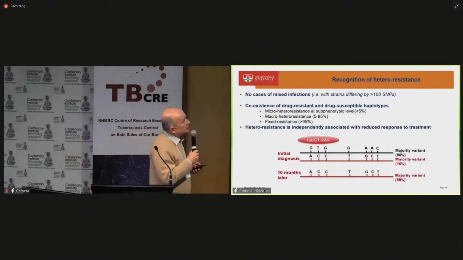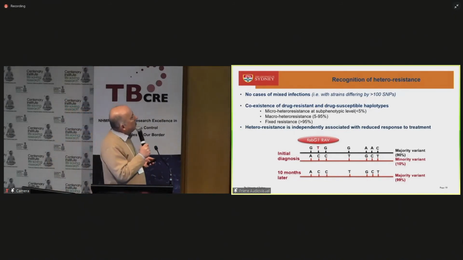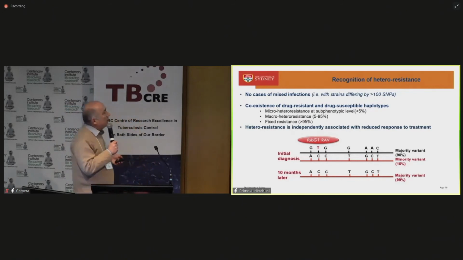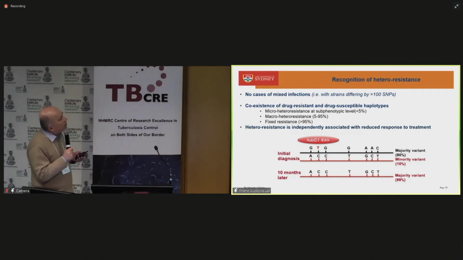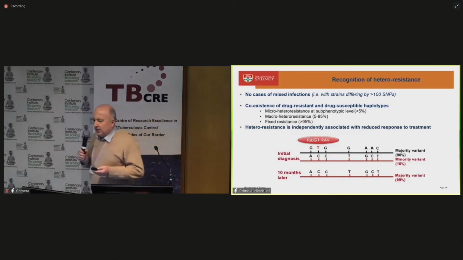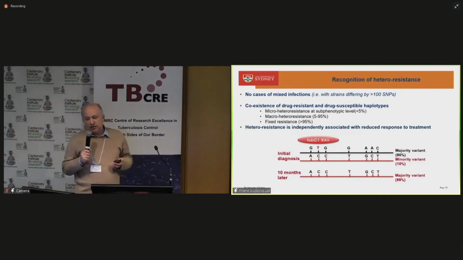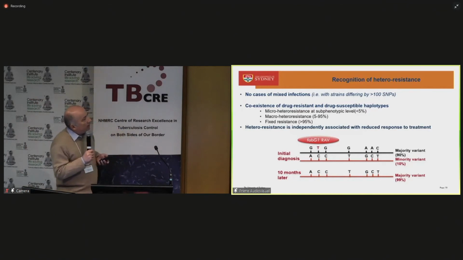Recognition of heteroresistance is becoming more and more frequently discussed. We haven't seen mixed infections in this 1100 isolates that we examined, but we occasionally saw evidence of heteroresistance. So coexistence of drug resistant and drug susceptible haplotypes of Mycobacterium tuberculosis is recognized as a problem. Macro heteroresistance and fixed resistance can be reliably inferred from whole genome sequencing data.